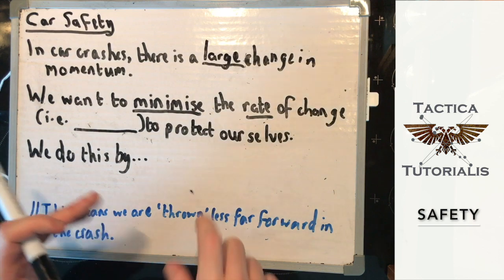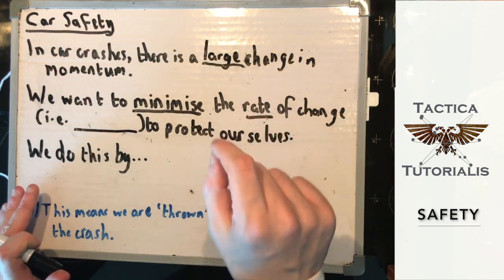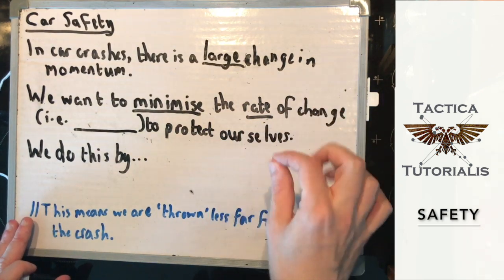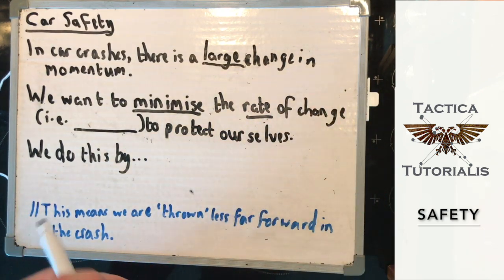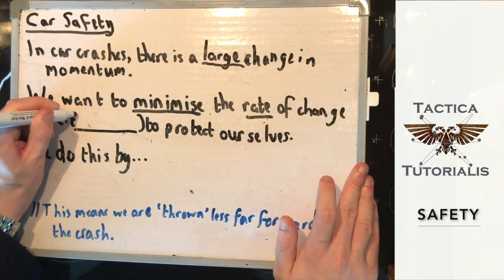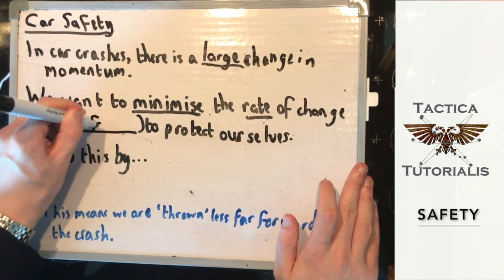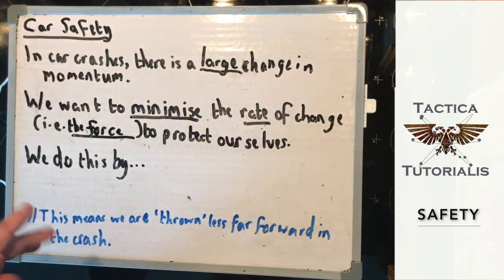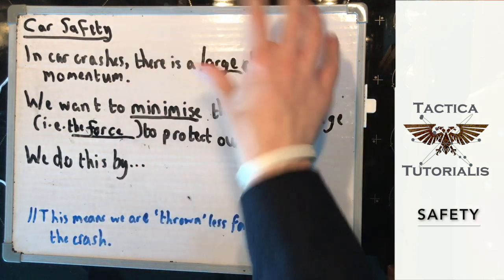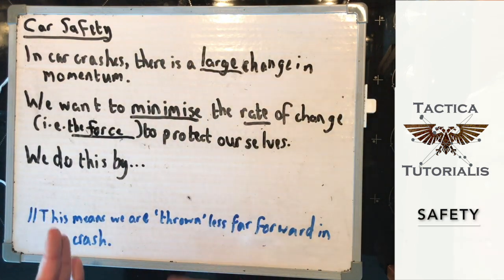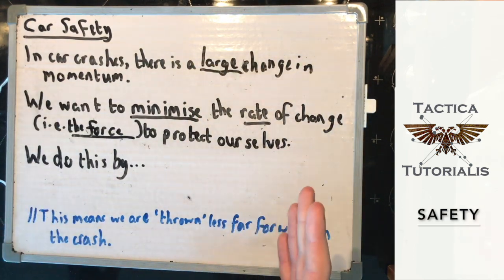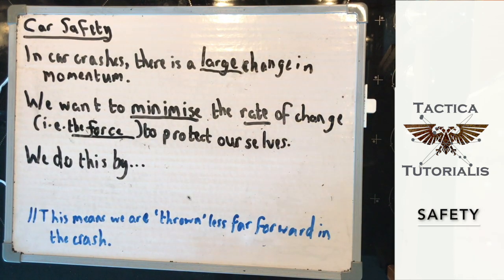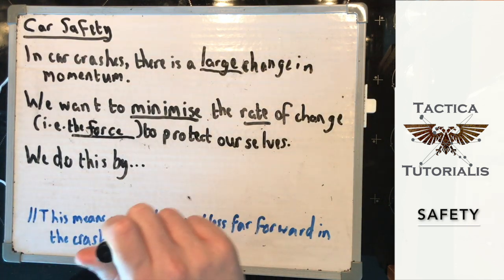Now, we want to minimize the rate of change of momentum. Rate of change of momentum is what I defined to you in the starter solutions video, and that is the force. We want to minimize the impact force of the collision. We've got a huge change in momentum. We can't do anything about that because the car is traveling at the speed or velocity it's traveling at. We can't really fix that, but we need to get that force down.